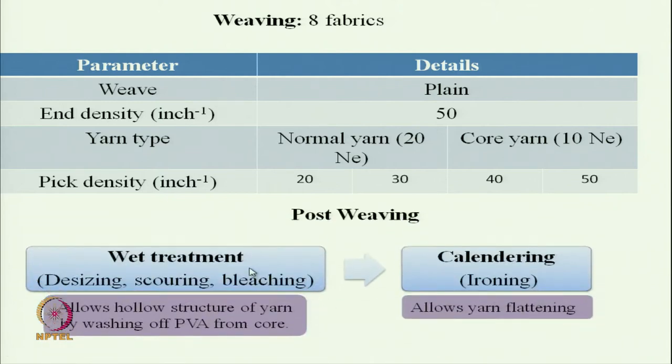The wet treatment, desizing, scouring and bleaching was done, and during this wet treatment the PVA fibers were dissolved, forming the hollow yarn. And the calendaring process was done after the wet treatment, which allows the yarns to be flattened, and hollow yarns were observed to be flattened more.